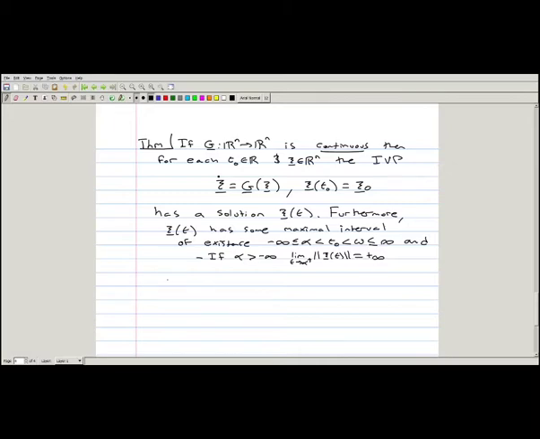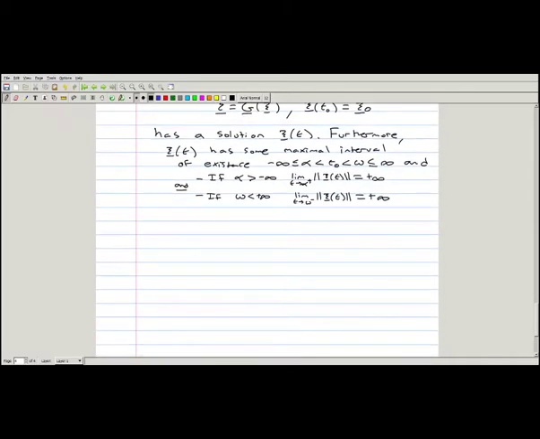And likewise, if the upper bound for that maximum interval of existence is not positive infinity, then the limit as t approaches the upper bound of that interval of existence from the left of the size of the solution has to approach positive infinity. And this is very, very similar to the condition we saw in the first order case.